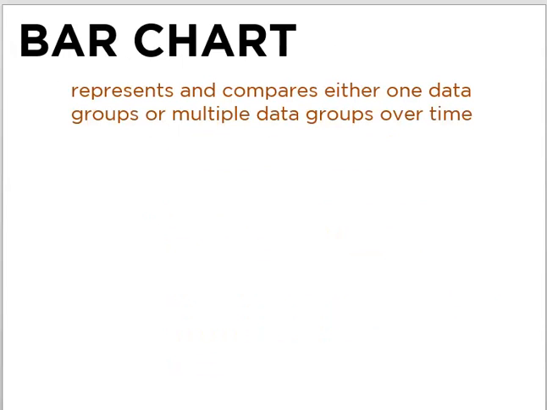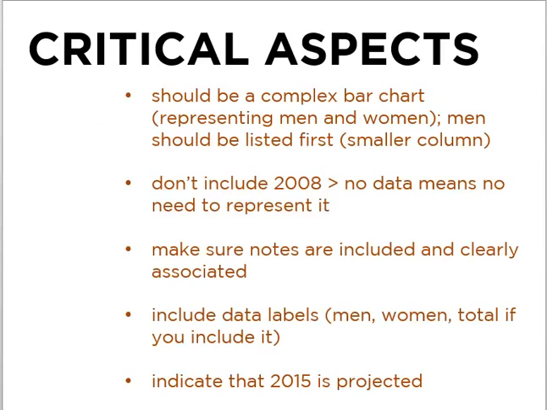The last activity was incredibly complex. I threw a bunch of data at you guys, and you had to choose a chart or charts to represent that data. Some of you kept all of the data in one chart. Others created 3, 4, or 5 different charts to represent the different types of data. What I was looking for was a complex bar chart. I didn't want to see the inclusion of 2008 data. There was no data in 2008, so no need to include or represent it.